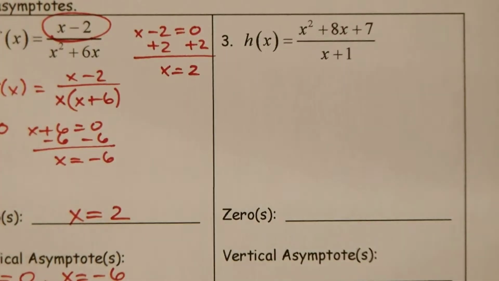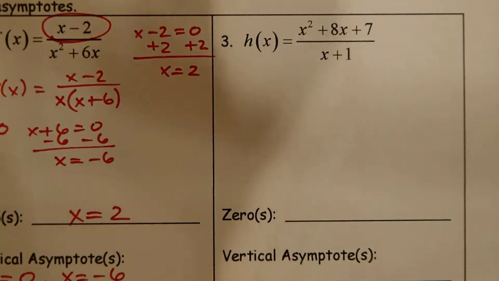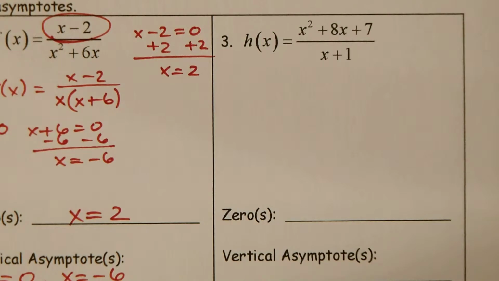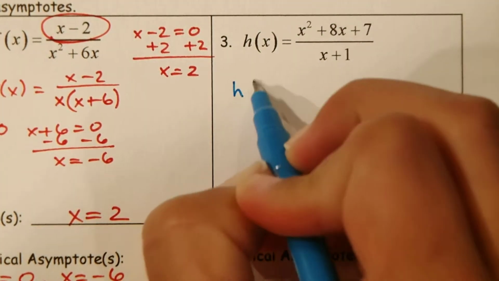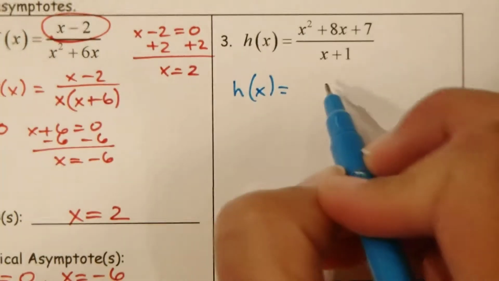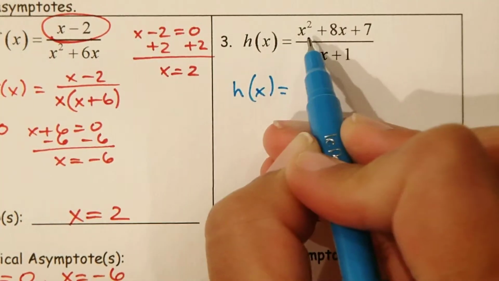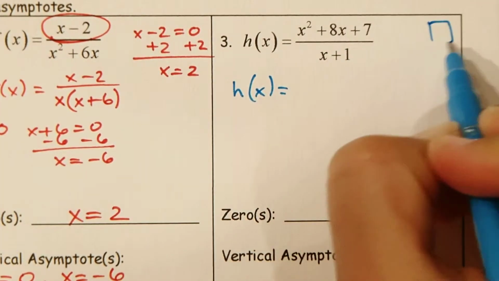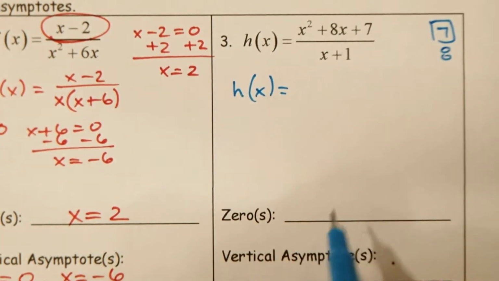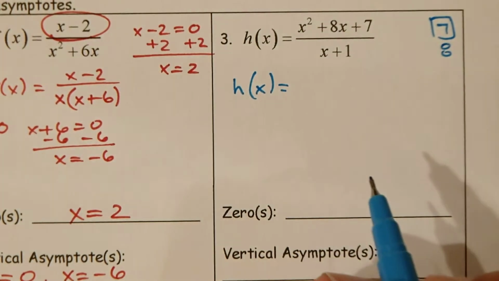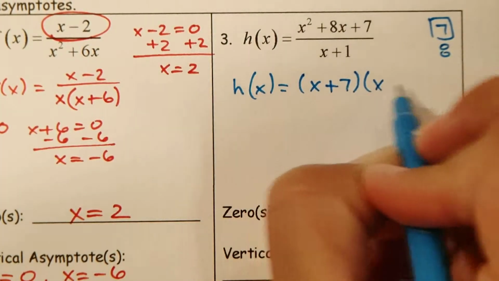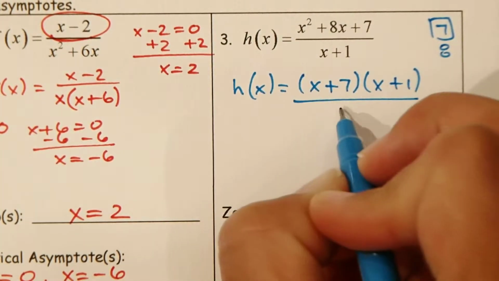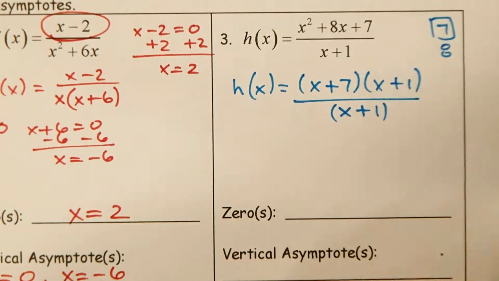Alright, third one here. H of x equals x squared plus 8x plus 7 over x plus 1. Let's factor this out. The numerator first. So we have to multiply to get 7, but add up to positive 8. So that's going to be positive 7, positive 1. X plus 7, x plus 1, and this is all still over x plus 1.